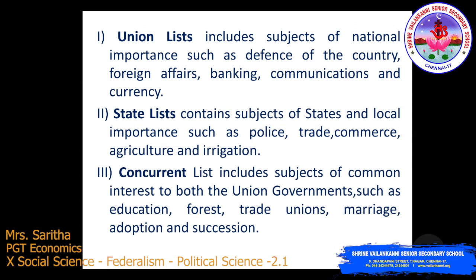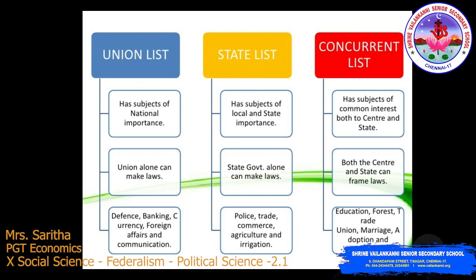The union list has subjects of national importance, the state list has subjects of local and state importance, and the concurrent list has subjects of common interest to both the center as well as the state. In the union list, the union alone can make laws; in the state list, the state government alone can make laws; but in the concurrent list, both the center and the state can frame laws.